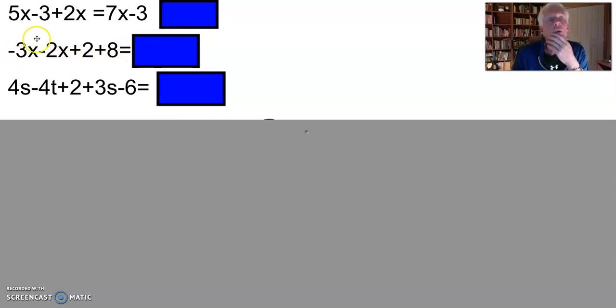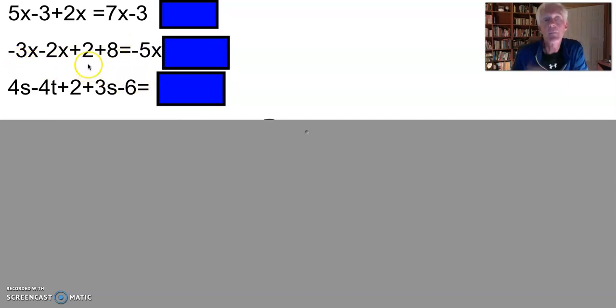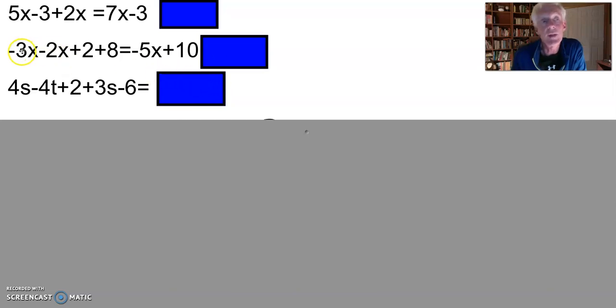Looking at this one down here, we've got x's: -3 and -2, and we have constants of +2 and +8. We can combine the x's. -3 plus -2 is -5. We can combine the constants. 2 plus 8 is 10. And you would agree that this right here, -5x plus 10, is a lot easier to work with than all this stuff right here.